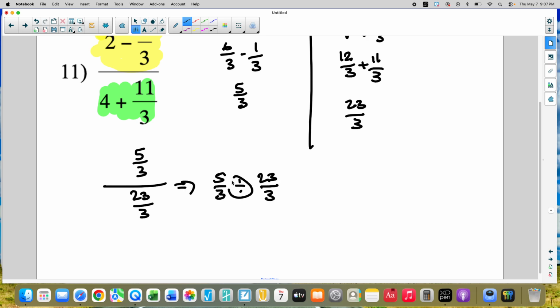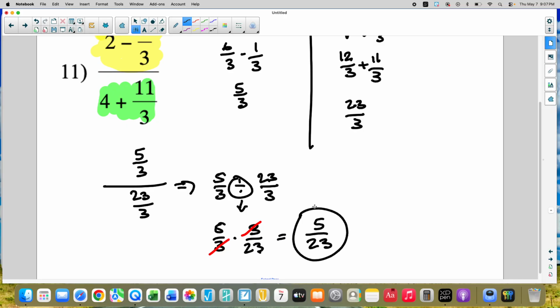And now we can convert. We keep, change, and flip. 5 thirds times, we're going to convert it to multiplication. We're going to take the reciprocal, and the 3 in the numerator cancels with the 3 in the denominator, giving me a final answer of 5/23. There are a lot of people who got that right, so that was good. I was really happy to see that.